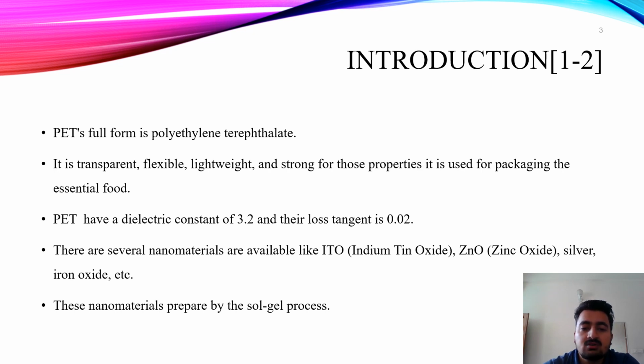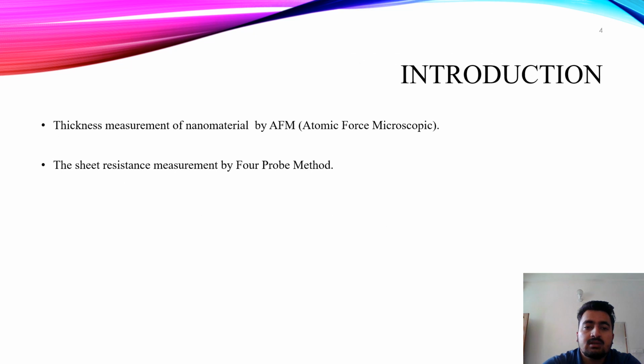For those properties, it is used for the packaging of essential food. PET has a dielectric constant of 3.2 and a loss tangent of 0.02. And there are several nanomaterials available: indium tin oxide, ZnO, silver, and iron oxide. These nanomaterials are prepared by the sol-gel process, the thickness of the nanomaterial is measured by AFM, atomic force microscopy, and the sheet resistance is measured by the 4-probe method.